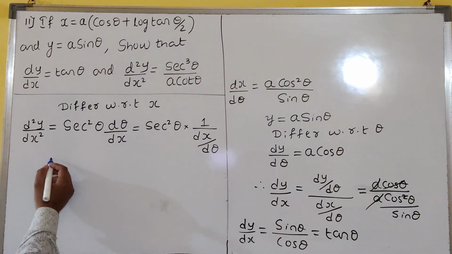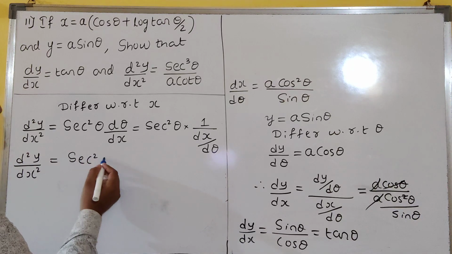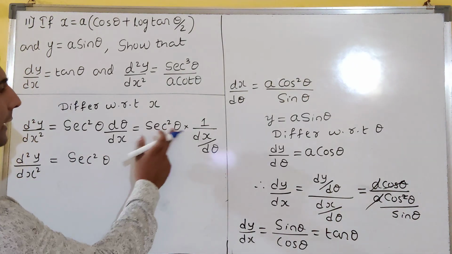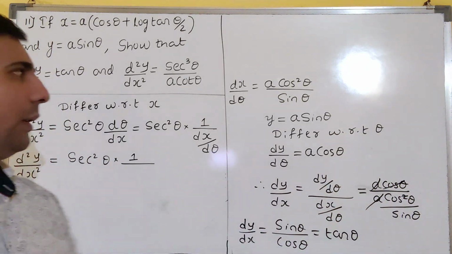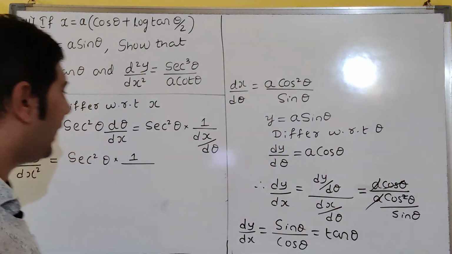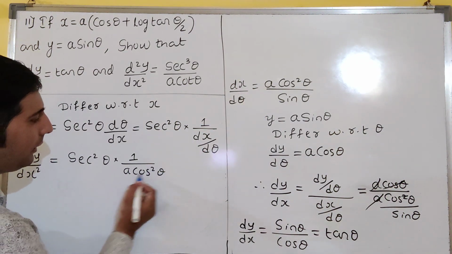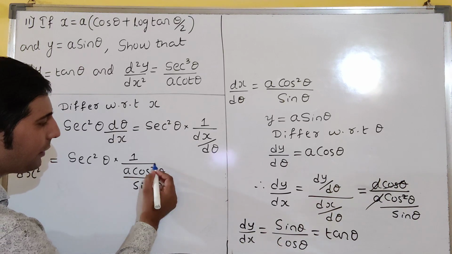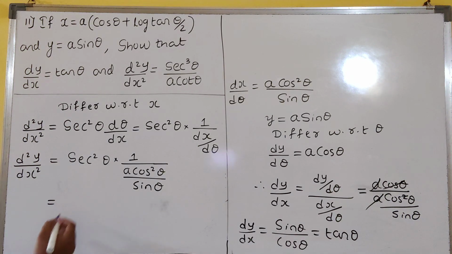Clear? So now see. This is one of the different questions, a lollipop question you can say in maths. Sec square theta into 1 by dx by d theta. Can you see here? dx by d theta, we have got this answer or not? I will substitute that value here. dx by d theta is what? a cos square theta whole divided by sin theta, dear students. I hope it is clear. So now if you take a reciprocal, what will happen, you see? Otherwise you can keep it as is also, doesn't matter.